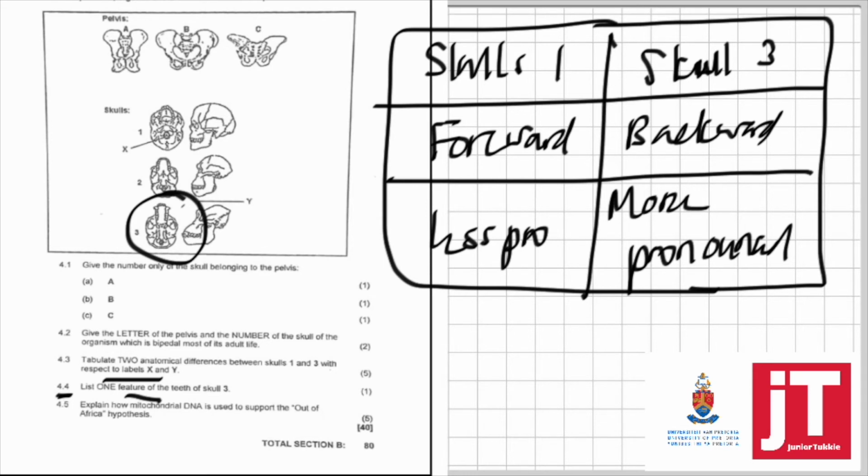And 4.5, explain how mitochondrial DNA is used to support the out of Africa hypothesis. I have answered this question in my theory videos, so make sure you do go back and you look at the video. This is also a very famous question asked frequently. Explain how mitochondrial DNA is used to support the out of Africa hypothesis.